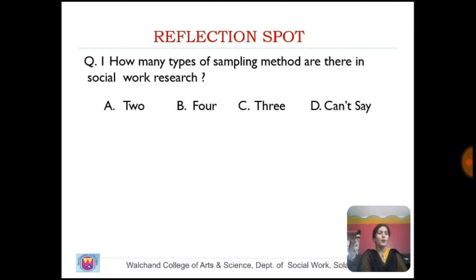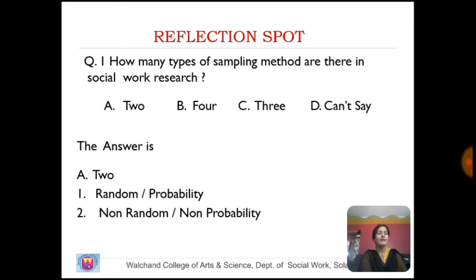I think you now actually know the answer. Let us find out whether what you have suggested is right or not. The answer is 2, that is random or probability, or non-random or non-probability.